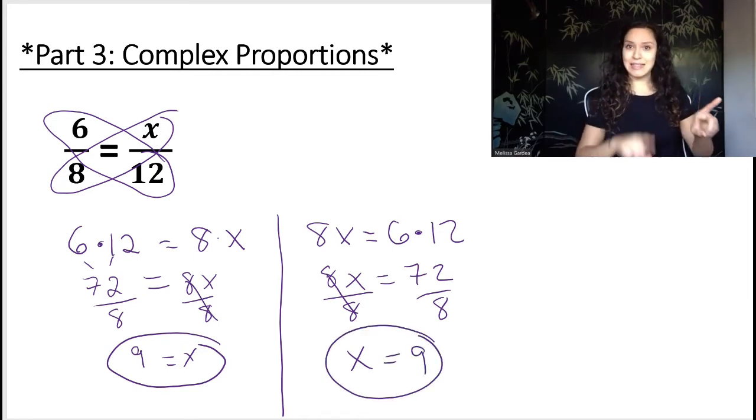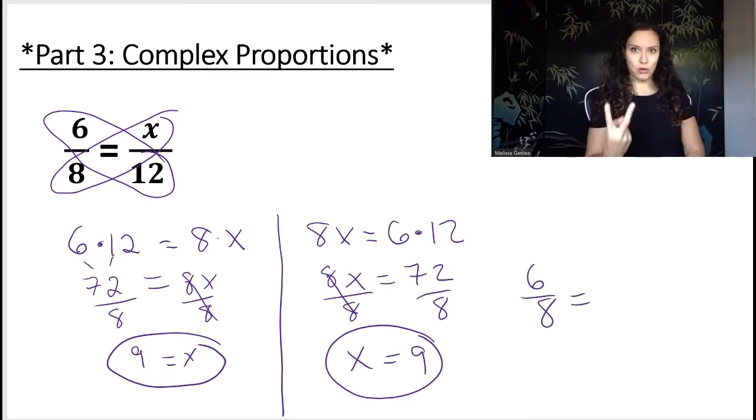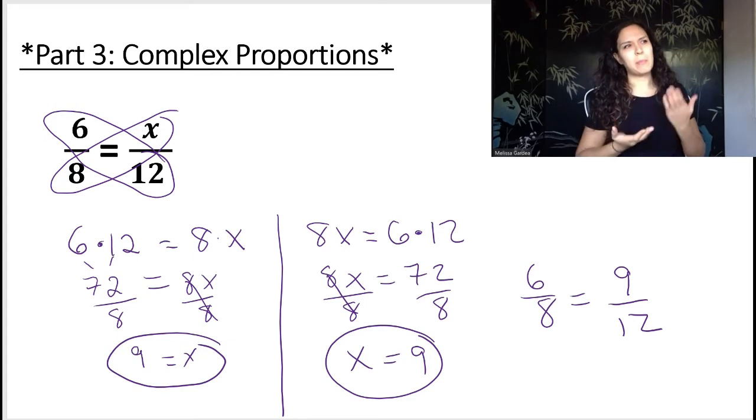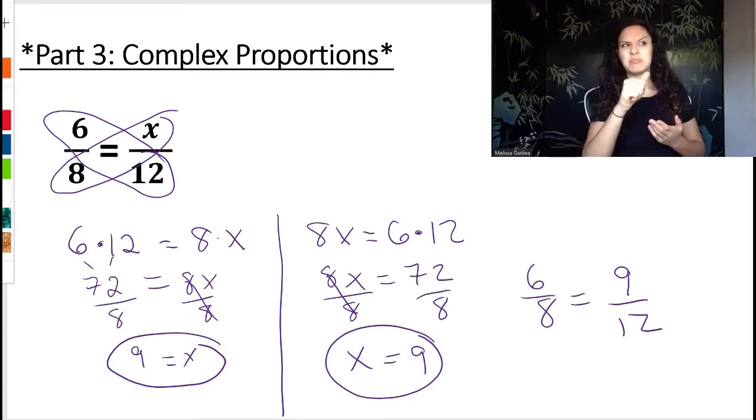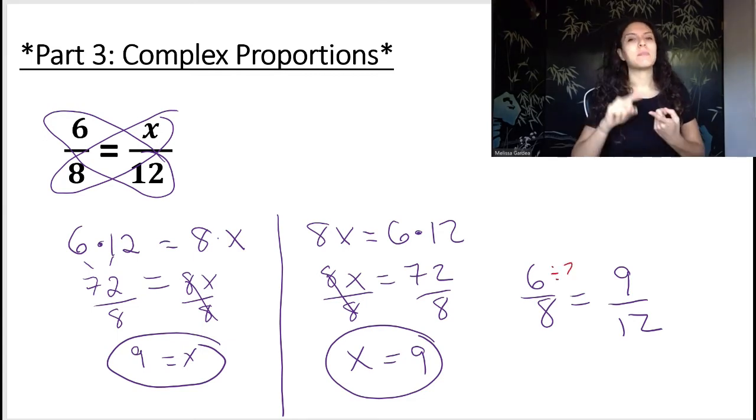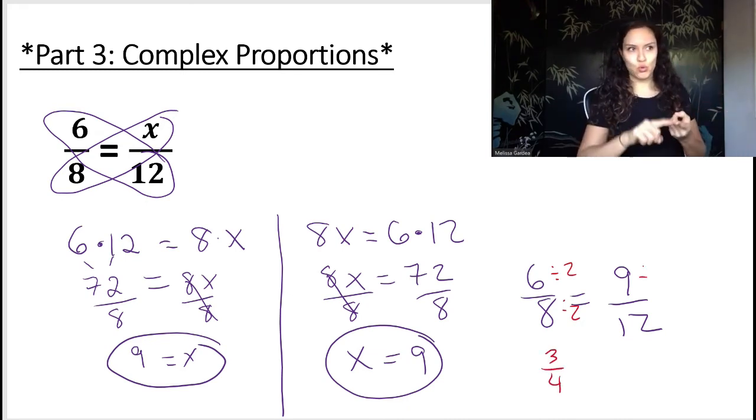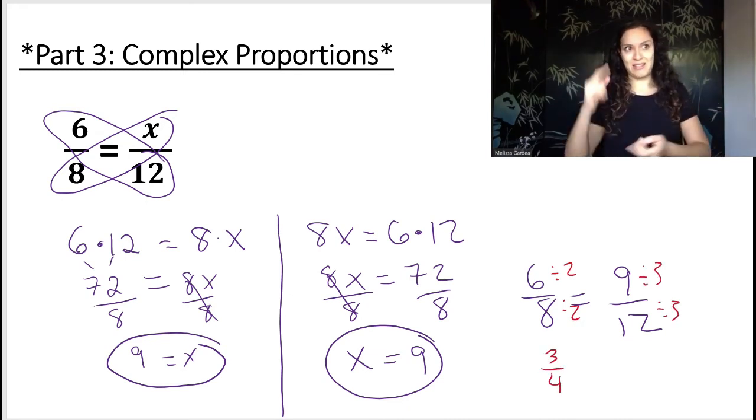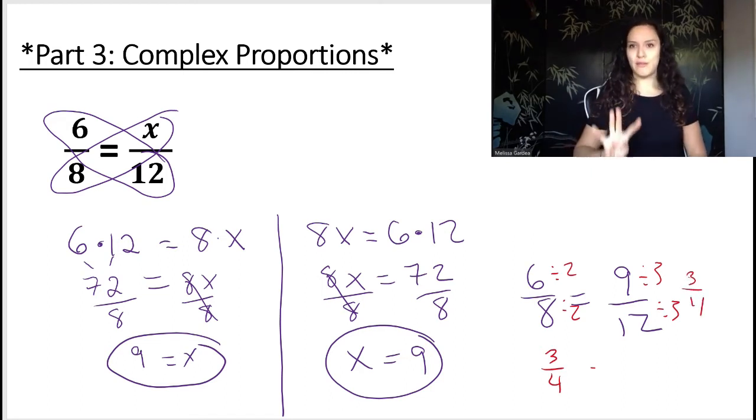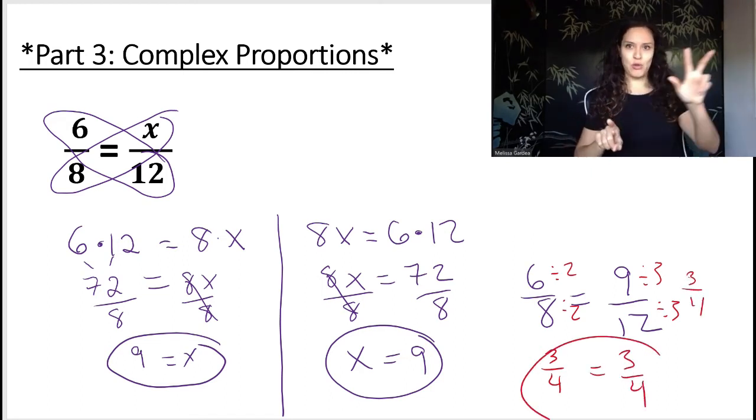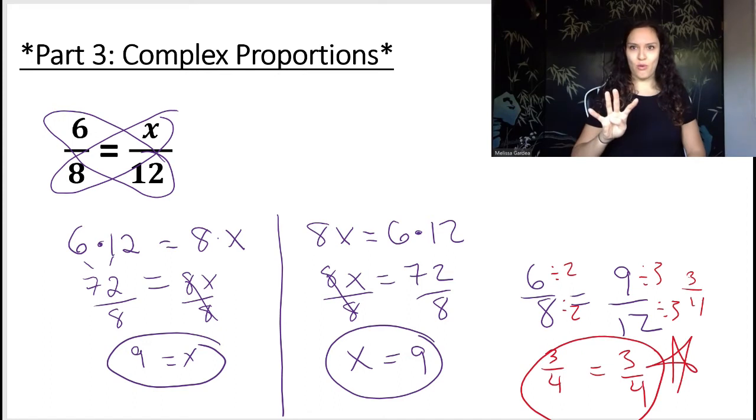So what this is saying is 6 out of 8 is the same thing as 9 out of 12. Maybe I don't really believe that. So let me simplify this and see if it's true. Okay, 6 out of 8 divided by 2, divided by 2, I get 3 out of 4. And 9 out of 12 divided by 3, divided by 3, I get 3 out of 4. Whoa, look at that. It's true. It makes it proportional if x equals 9.